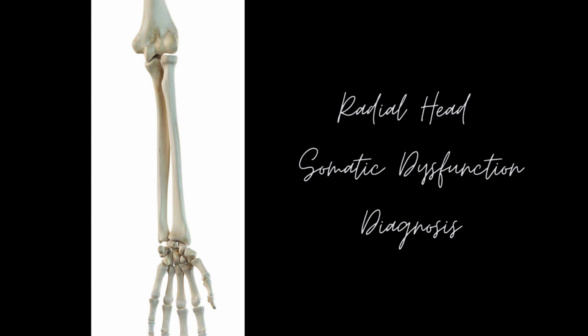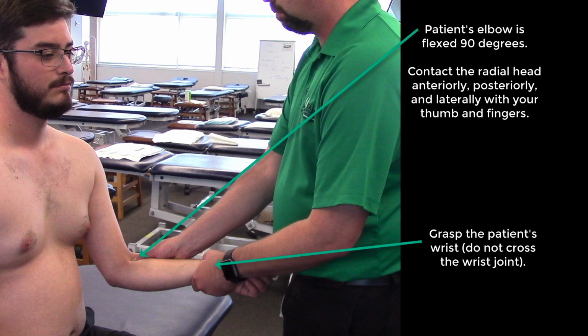For the radial head diagnosis, patient will be sitting and doctors will be standing. Doctors grasp patient's distal forearm without crossing the wrist joint. With your palpating hand, find and palpate the radial head. Patient's elbow should be flexed and relaxed.